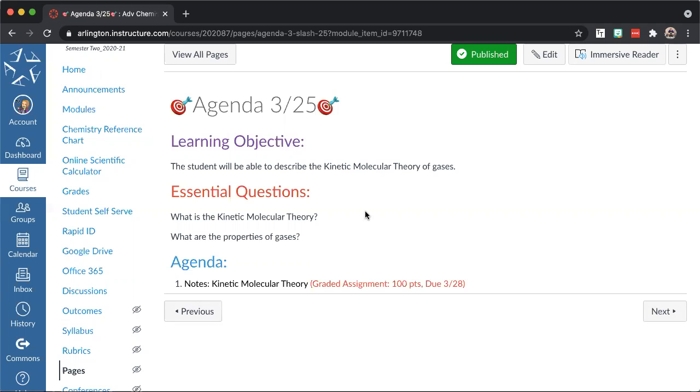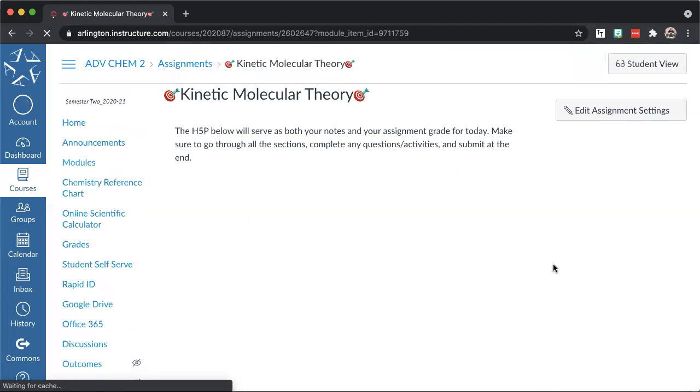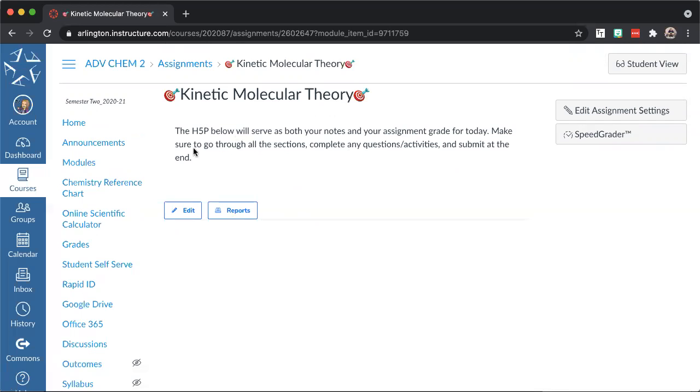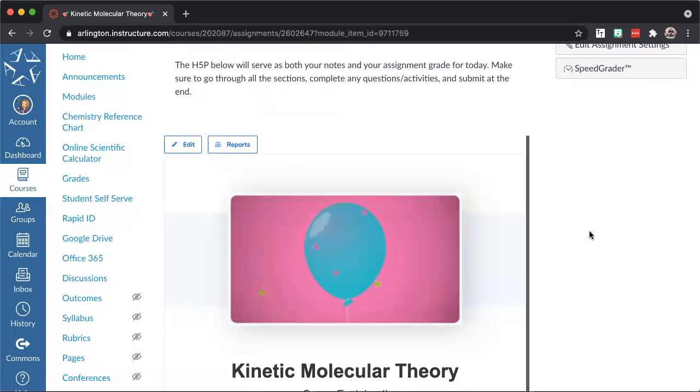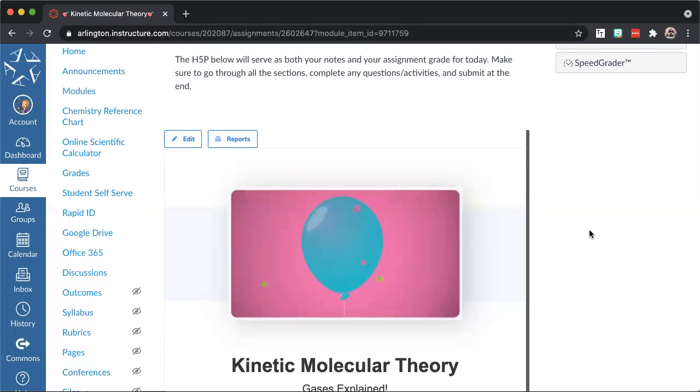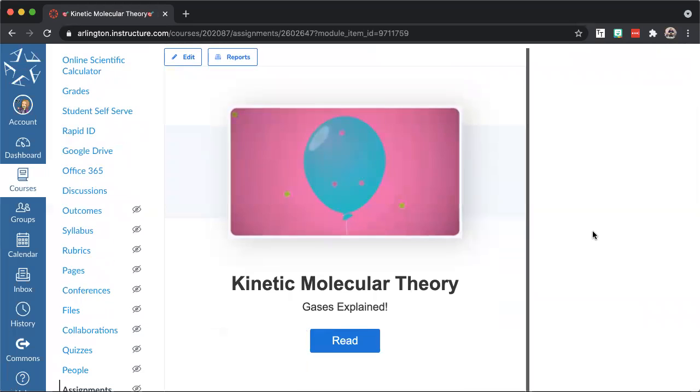So the beginning for today of gases is we're going to talk about what we call the kinetic molecular theory of gases. And we're going to talk about some of the basic properties of gases like temperature and pressure. So when you go to your page, it's actually set up as an assignment, not a page. But I put instructions up here that this H5P is going to serve as both your notes and your assignment grade for today. So make sure as you're going through that you complete any questions or activities and not just read the information because you're going to have to submit at the end with your grade.